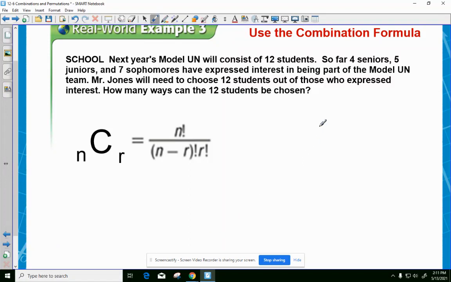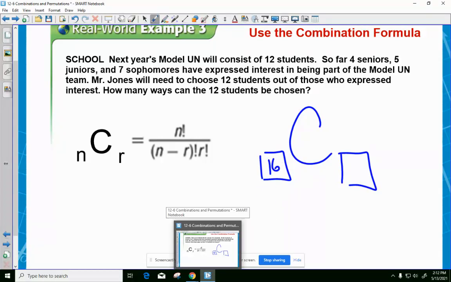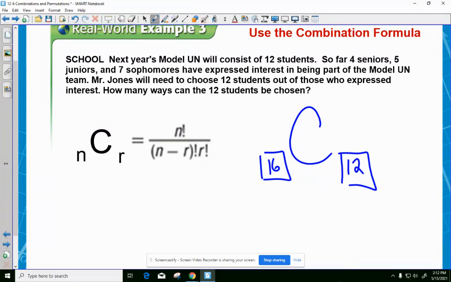The question now becomes, what number goes there and there in this situation? Remember, the left side is how many are in my sample. How many people are wanting to be a part of this? Not 12, 16. 4, 5, and 7. That's a total of 16. That's how many people have said they want to be a part of this. How many people is he going to take? 12. So on the right side, a 12.